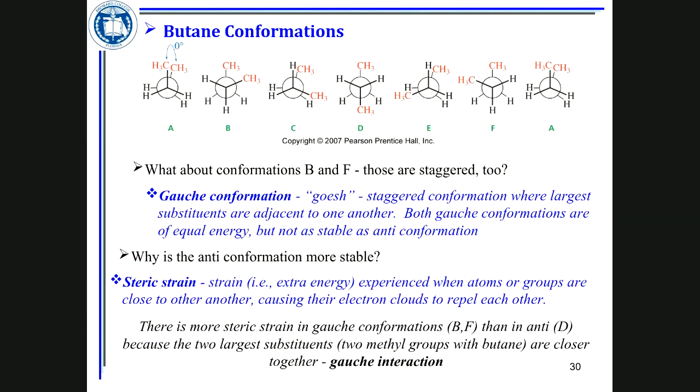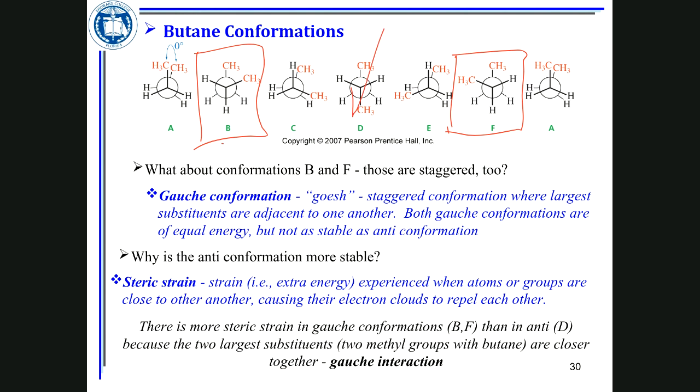So B and F are the same. They are staggered, but they are not anti. Staggered meaning that they are not covering each other, like in A. The groups are not covering each other, but the methyl groups are not as far as possible from each other to reach the stability of D.